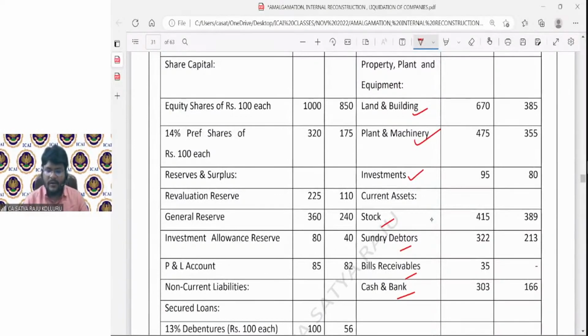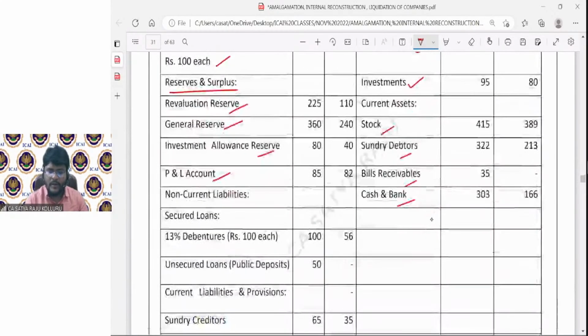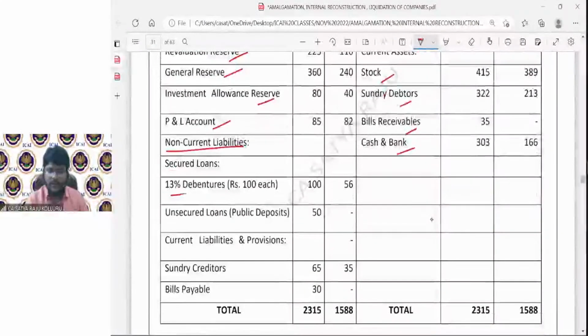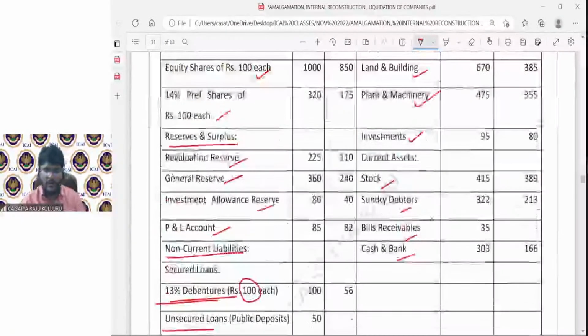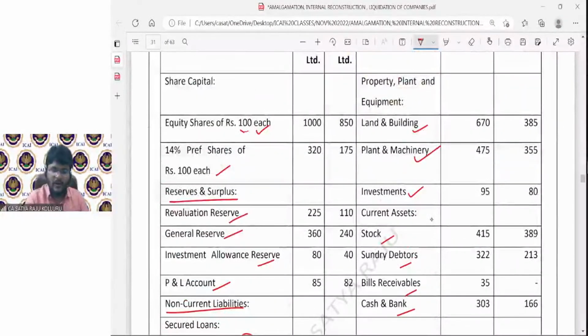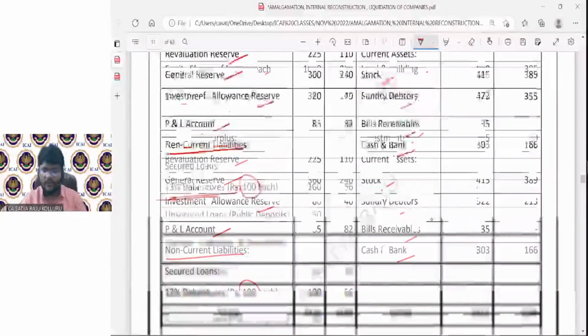Under equity and liabilities, equity share capital is there, 14% preference share capital is there. Under reserves and surplus, revaluation reserve, general reserve, investment allowance reserve, and P&L account are given. Coming to non-current liabilities, 13% debentures are there, face value 100 rupees, unsecured loans, current liabilities, and provisions. Under that, secured sundry creditors and bills payable were given. Equity shares have face value 100 and preference shares face value also 100. That is the given information.